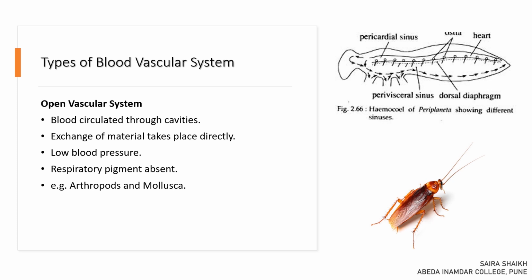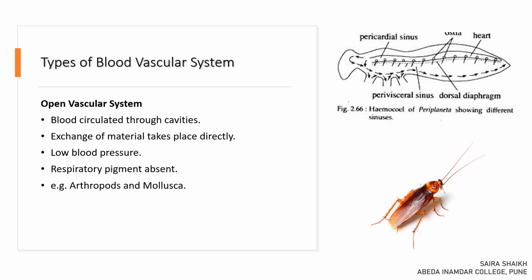There are two types of vascular system: open vascular system and closed vascular system. Open vascular system is observed in animals included in arthropoda and mollusca. Last year in 11th standard, we learned about the cockroach. The cockroach shows an open vascular system in which different sinuses are present. The exchange of blood takes place through the sinuses.